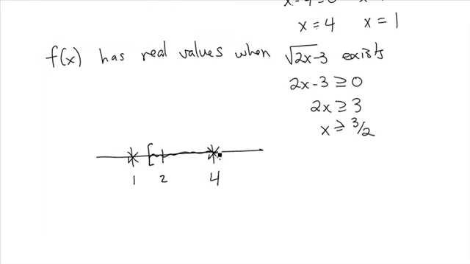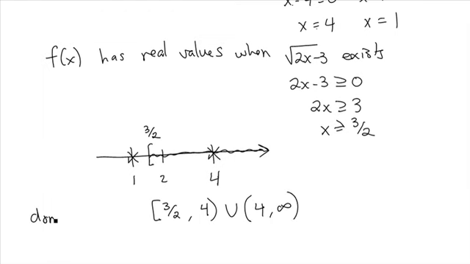Now, how do we describe this? Well, we use interval notation. We can think of this as being two intervals. First is the interval from 3 halves to 4, including 3 halves, so we use the square brackets, not including 4 because if x equals 4, the denominator is 0, union 4 to infinity. So the domain of f is the union of these two intervals.